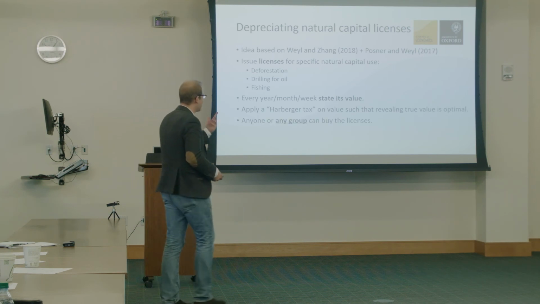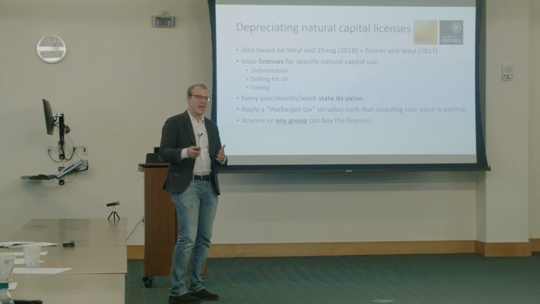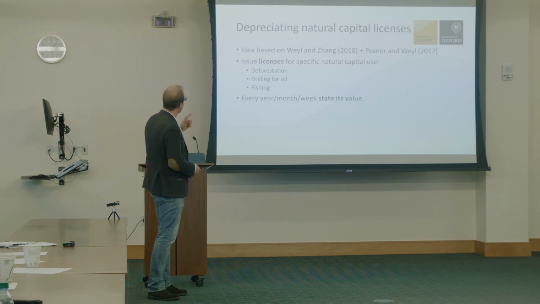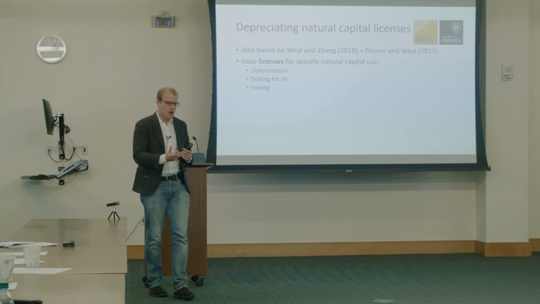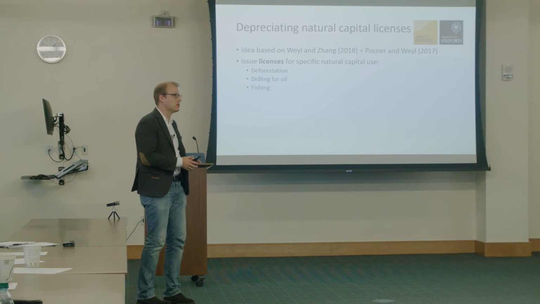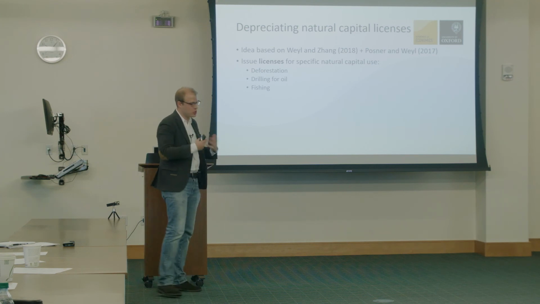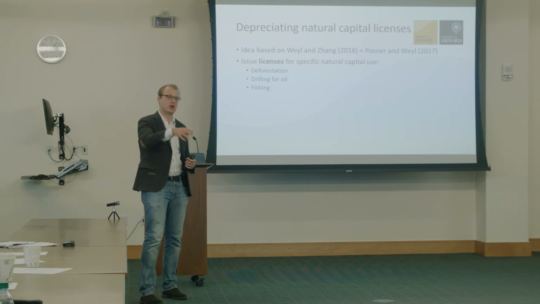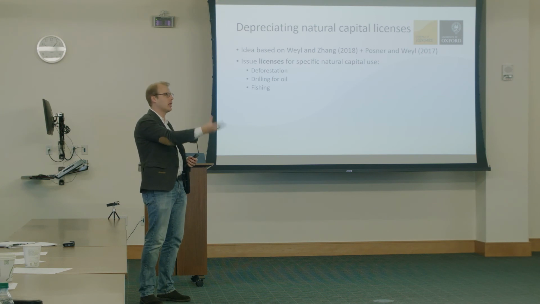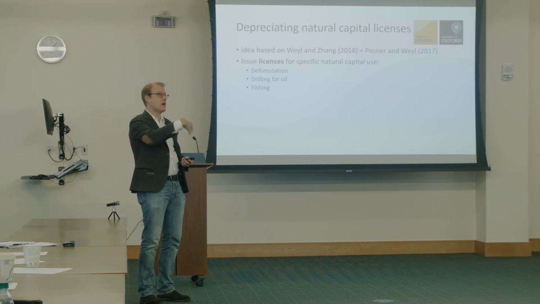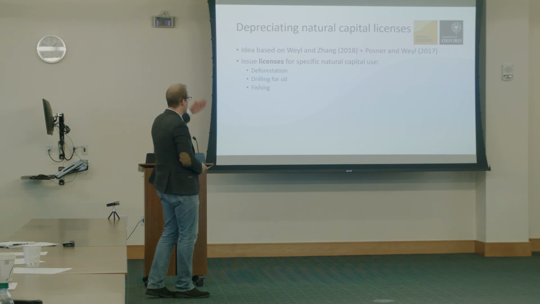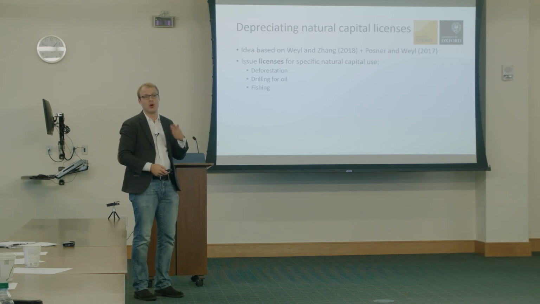The idea, if you haven't encountered this, is a cool one. Glen and his co-authors resurrected an old idea of how you might try to prevent holdout on land. The idea is the following: you issue a license for use. To keep it concrete, suppose I issue a license that says you have a right to cut down this forest on your land, or you might drill for oil, or you have a license to go and fish.